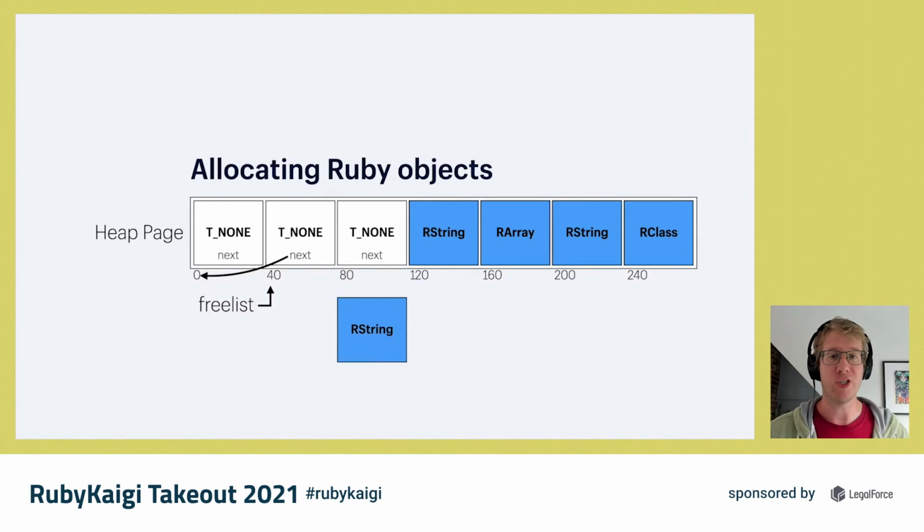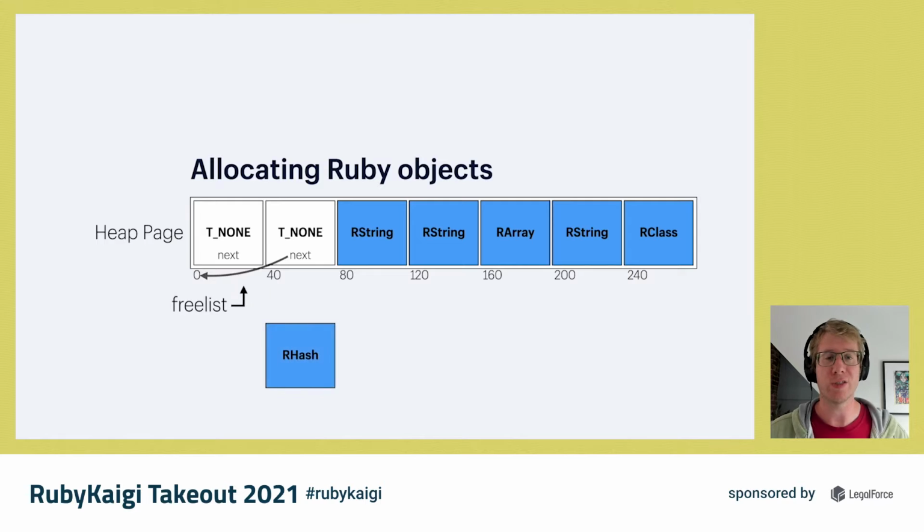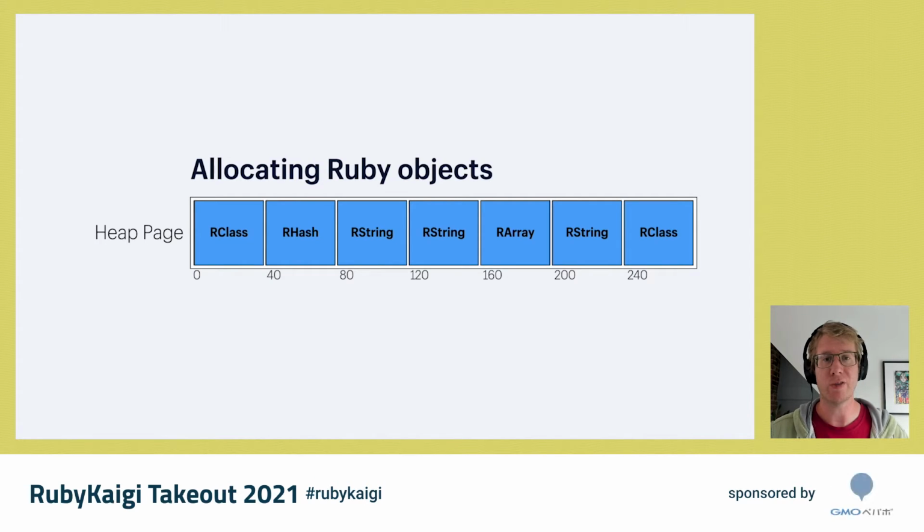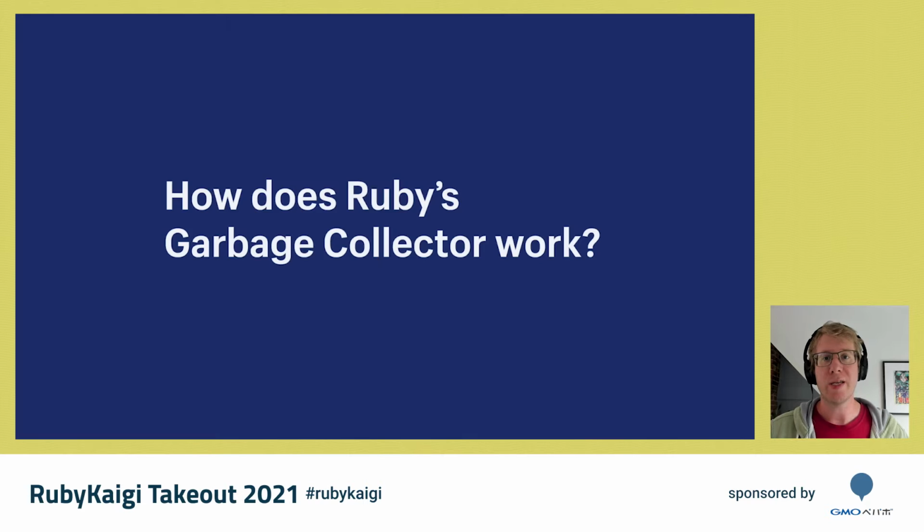But, eventually, our heap pages are going to run out of slots, and this is where the garbage collector takes over. If the free list is empty when Ruby tries to allocate into the page, it must mean there are no free slots left on that page. So Peter's going to tell us about how the garbage collector runs in that case to reclaim space from the objects on that page that are no longer in use.